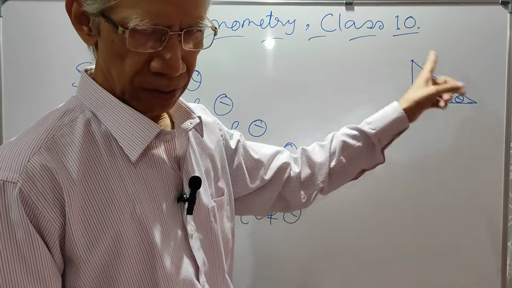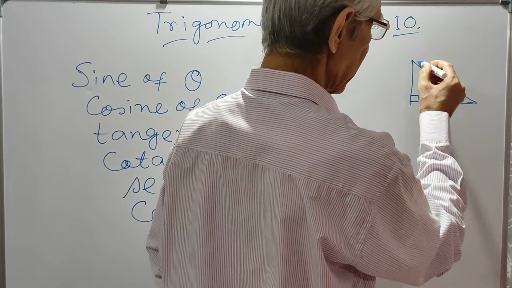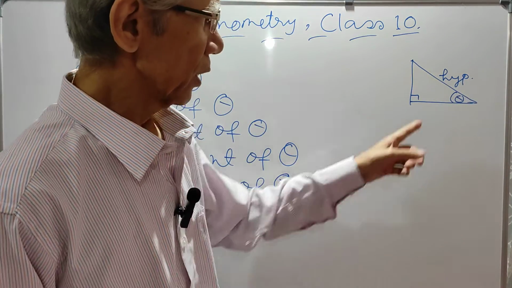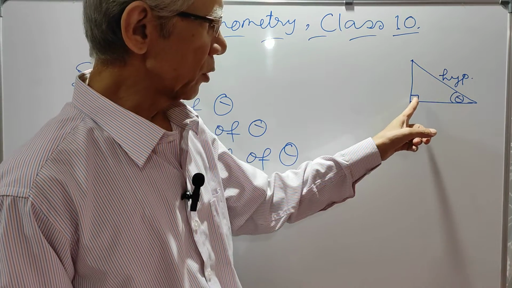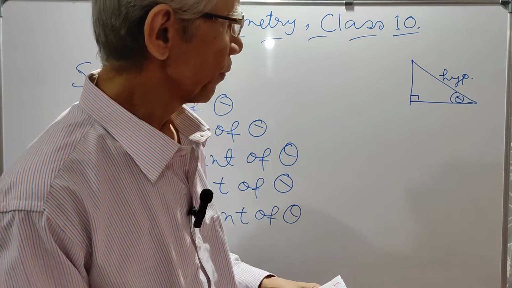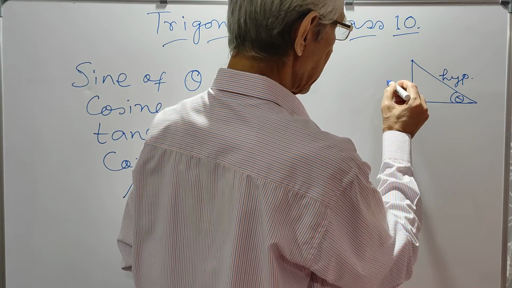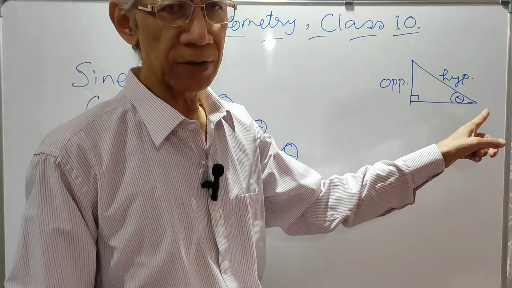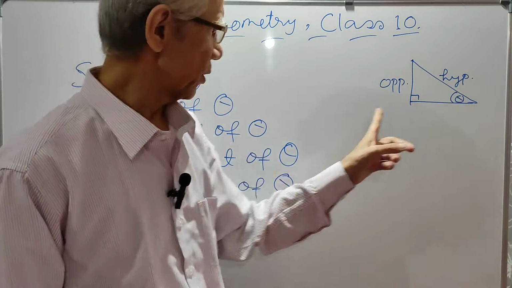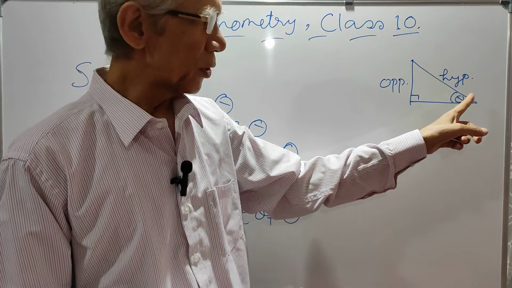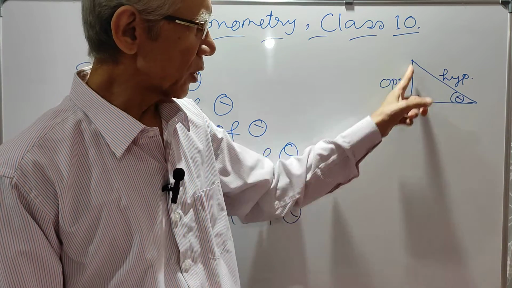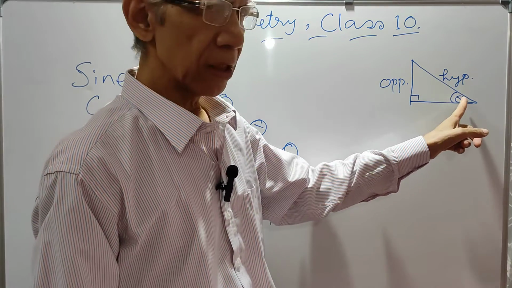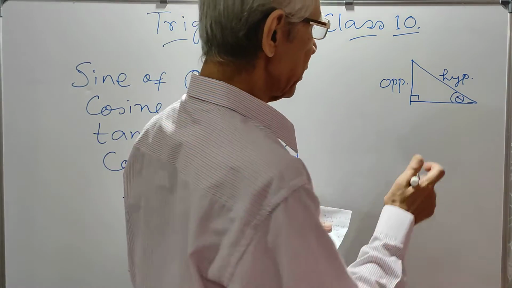Now in this right angle triangle, this line is hypotenuse. Already you know these things. The side opposite to the right angle is called hypotenuse, isn't it? Now this side we will call opposite to the angle under consideration. This is the angle we are discussing, angle theta. Opposite to this angle theta, this is the side, so this side will be called opposite. And this side is touching the angle theta, so this will be called adjacent.